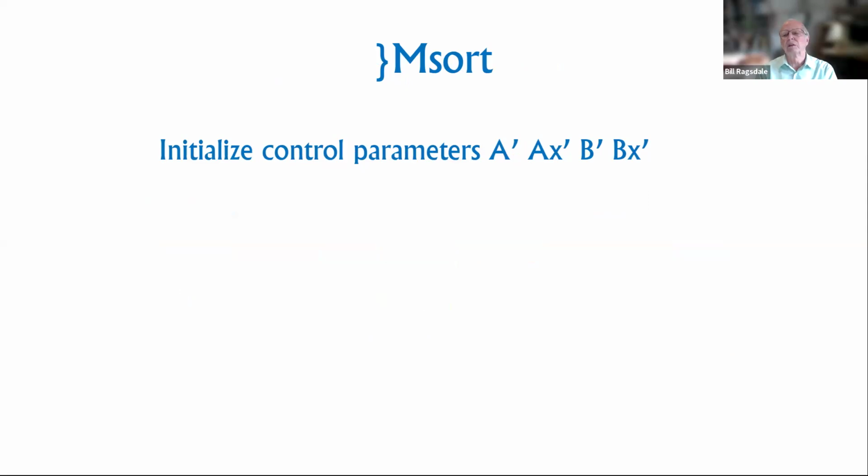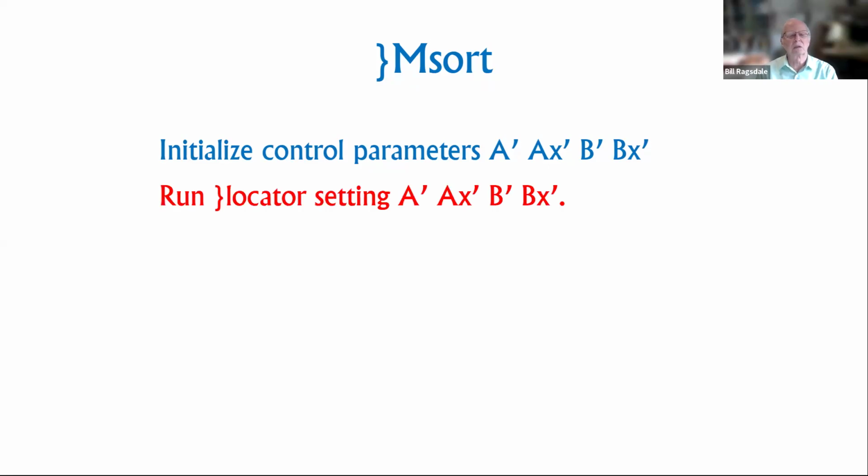So this is the final routine. The M sort handles the matrix sort. In it, we initialize the parameters A, AX, B, and BX. Run locator, which sets up those particular values. It will preload either of these values based on the 1 or 2 matrices that are found.